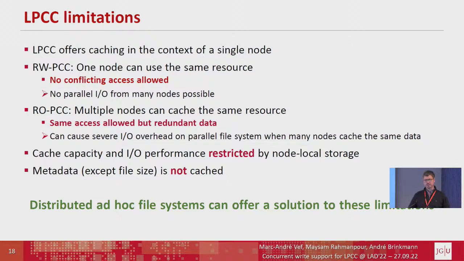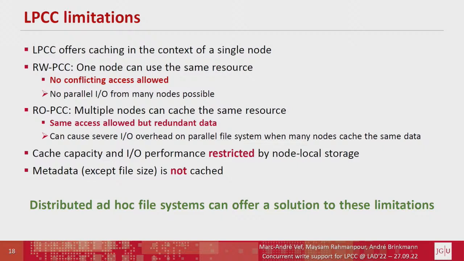LPCC offers caching only in the context of a single node. That means for read-write that if multiple nodes want to cache the same resource, that is not possible, and we have a fallback to the normal Lustre way of working directly on the parallel file system. So there's no parallel I/O from many nodes possible. For read-only, multiple nodes can cache the same resource if they're opened in read-only mode, but it leads to redundant data. It's not that the data is distributed across all nodes, they're actually duplicated.